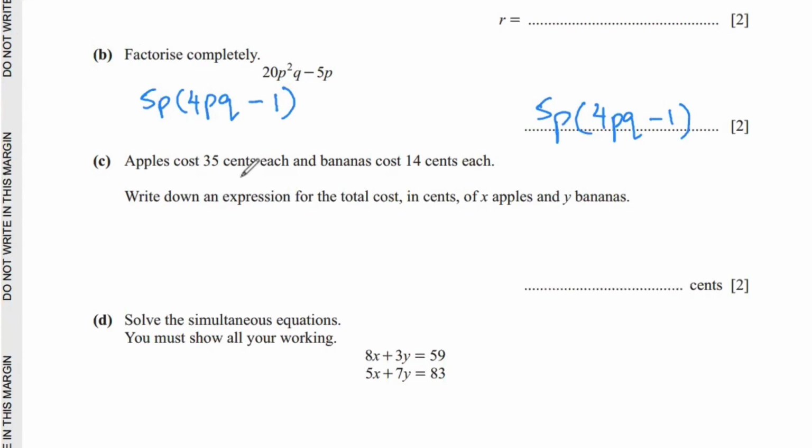Then apples cost 35 cents each and bananas cost 14 cents each. Write down an expression for the total cost in cents of x apples and y bananas. So 35 times x plus 14 times y. This is the total cost in cents for the apples and bananas.